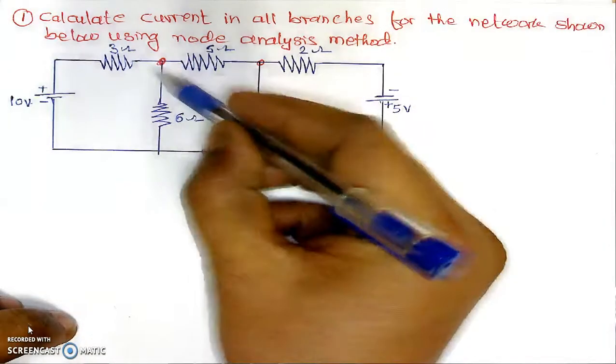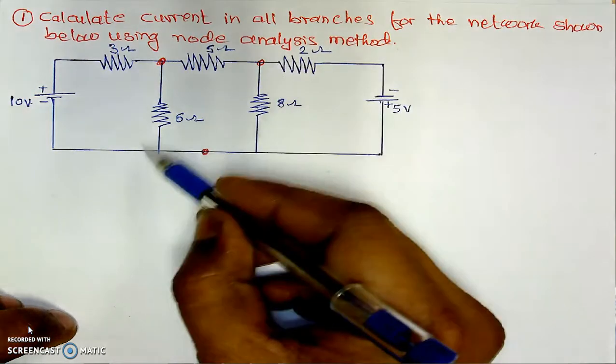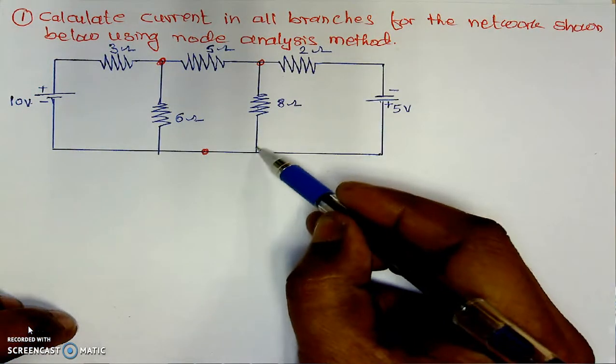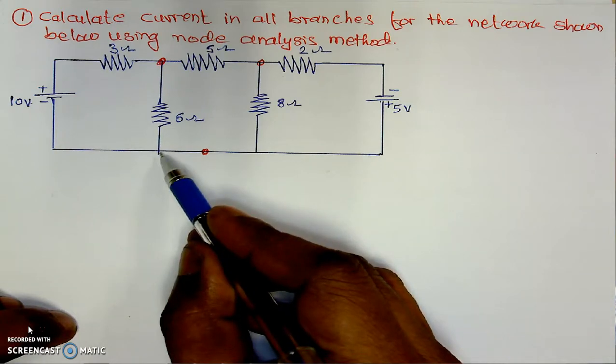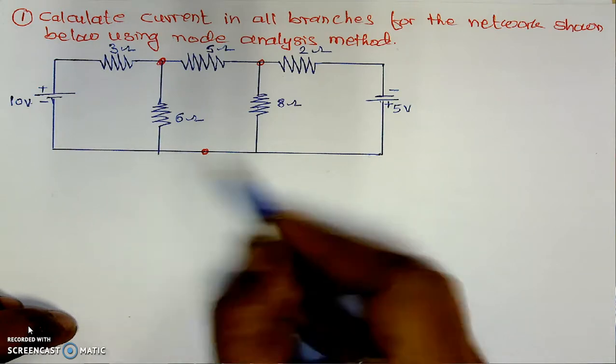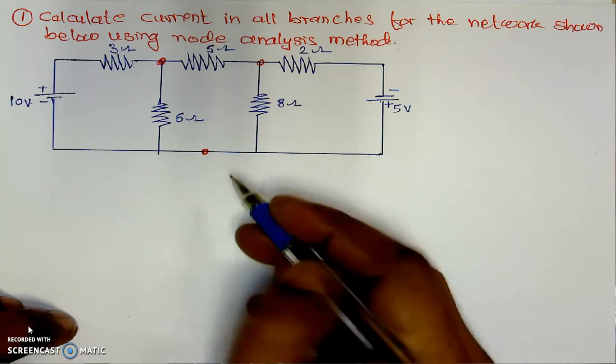This is 1, 2, 3. Here also 1, 2, 3. But here we cannot treat it as two separate nodes, because whenever we don't have any element between the two nodes, we will consider it as a single node itself.